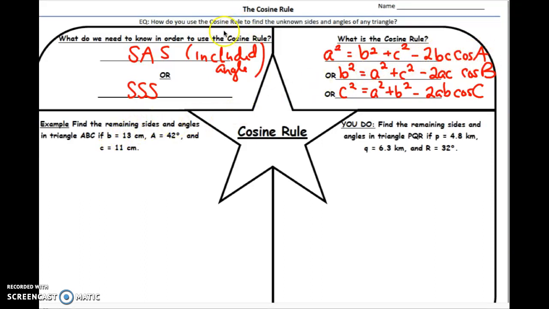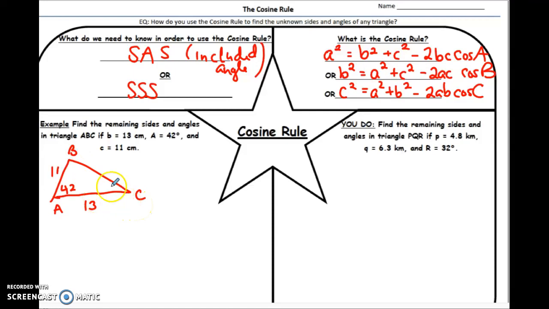All right, so if we go ahead and draw in our triangle for this example, we have triangle ABC. When I label my sides, side c is 11, angle A is 42, and side b is 13. Up here when I was talking about included angle, this is the scenario we have here: side, angle, side. So that tells me it's law of cosines.